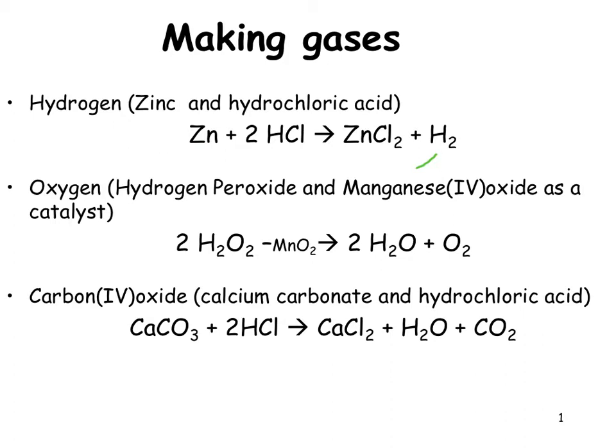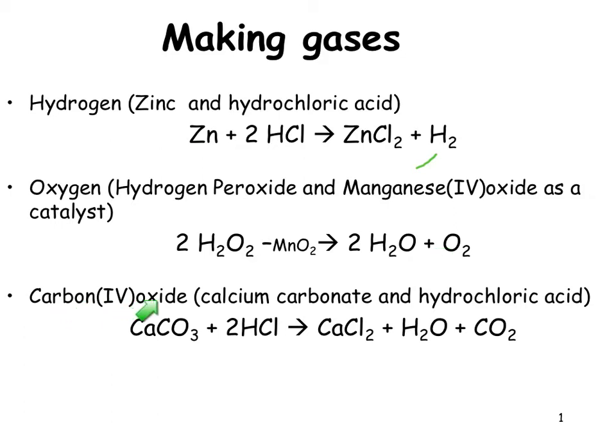The next substance we need to make is oxygen. The best way to make this in the laboratory is to take hydrogen peroxide, add manganese dioxide as a catalyst, and you end up with oxygen gas.